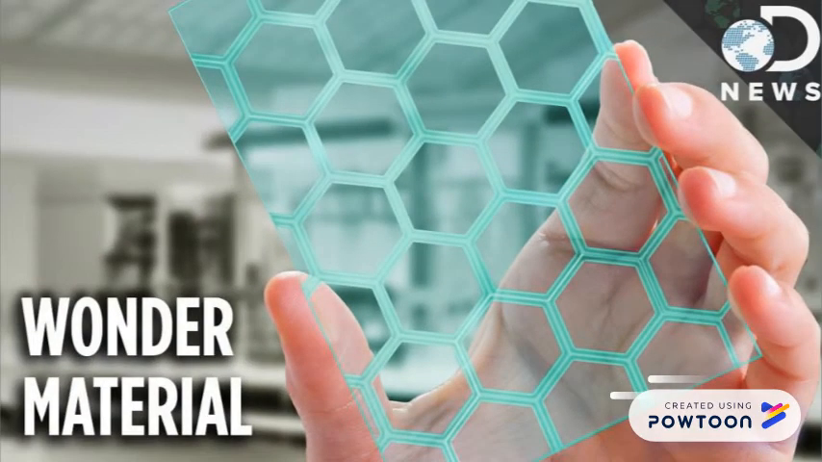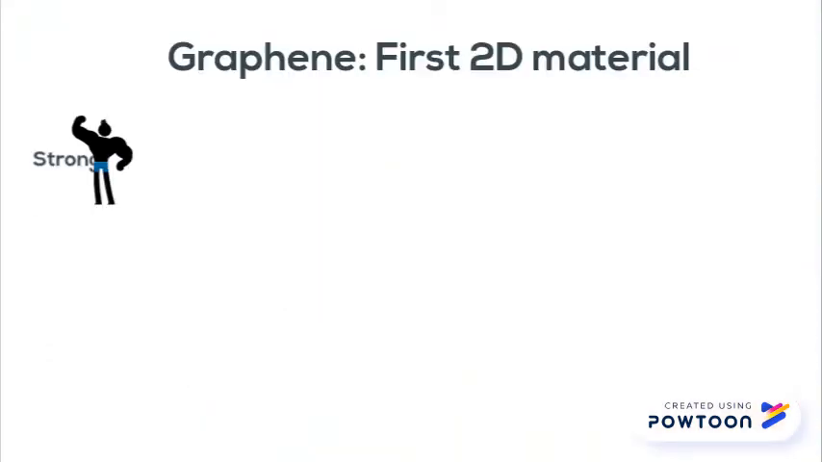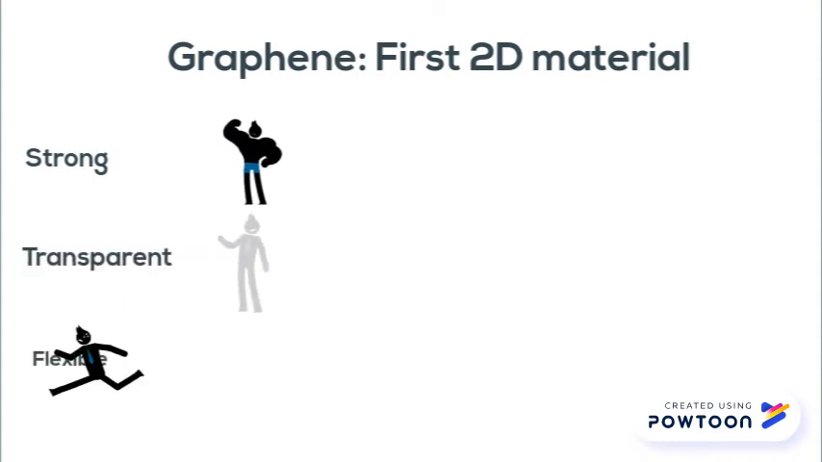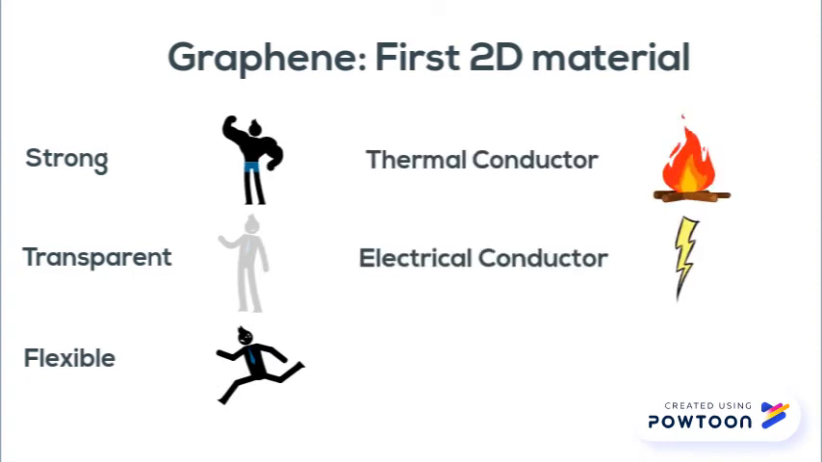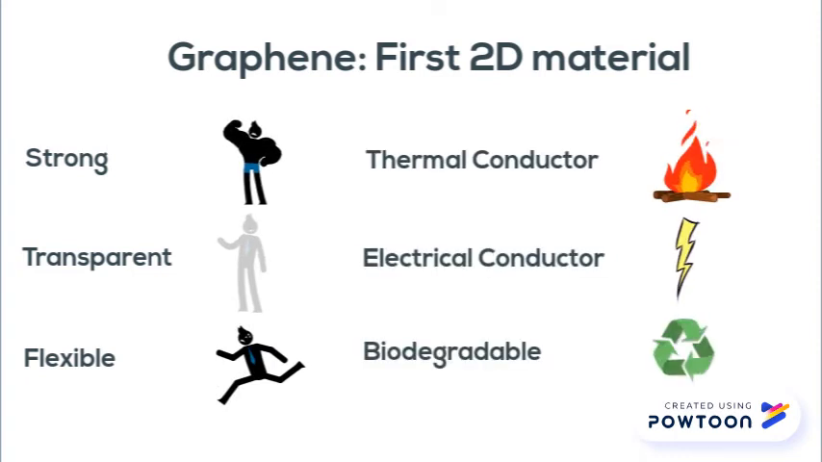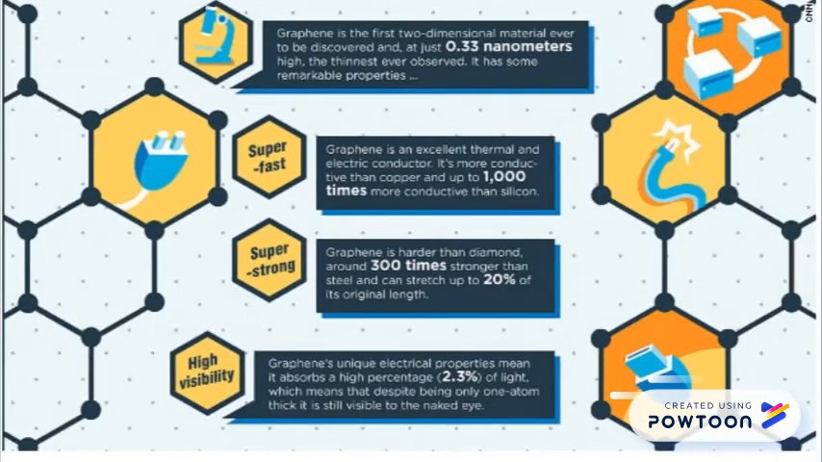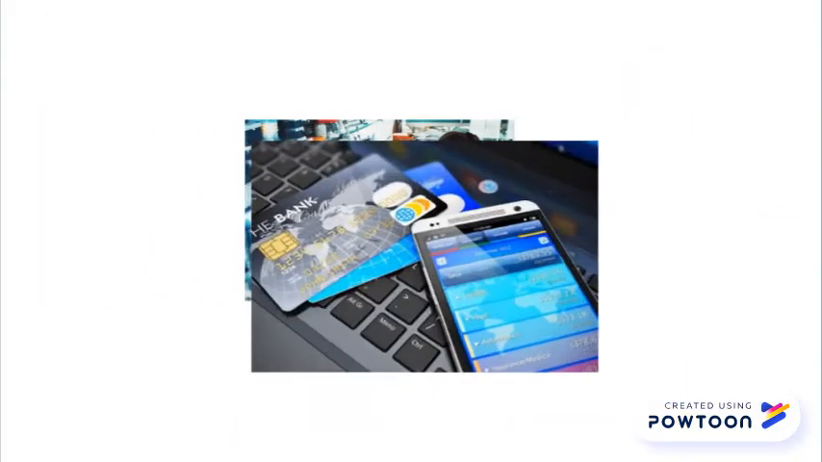Consider the star member of the 2D materials family, graphene. While graphite, which is the bulk counterpart, is brittle and opaque, graphene is strong, transparent, and flexible. Additionally, graphene is an excellent conductor of heat and electricity, and at the same time, it is biodegradable. All these extraordinary properties have paved the way for graphene to move from labs to the marketplace.